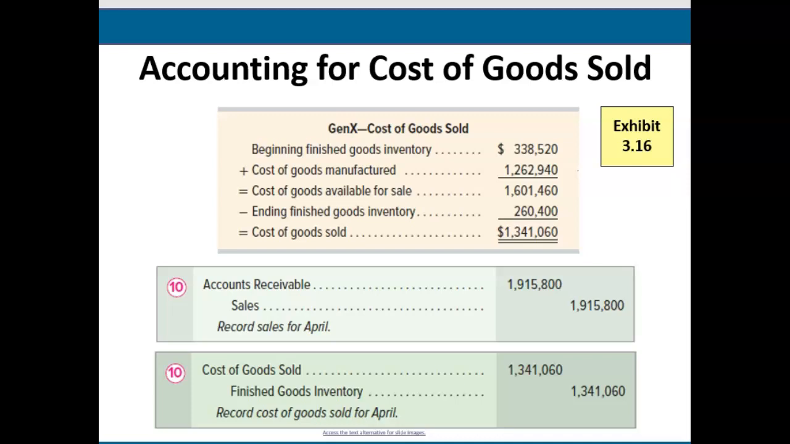GenX's selling price for Fit Mix is $18.60 per unit. The entry to record sales of 103,000 units on credit for this period is shown with a debit to accounts receivable and a credit to sales in the amount of $1,915,800. The entry to record cost of goods sold for this period includes a debit to cost of goods sold and a credit to finished goods inventory for $1,341,060.